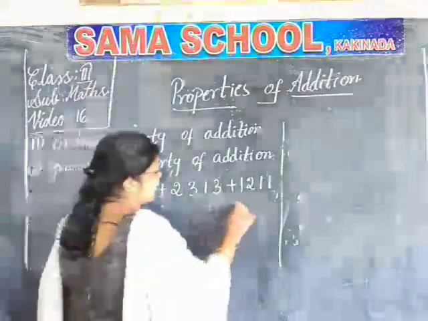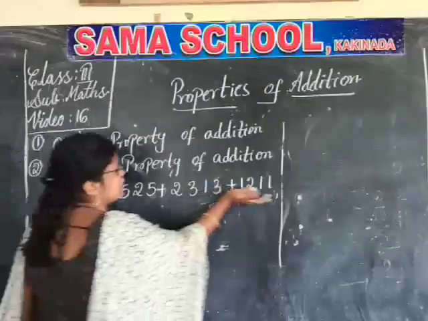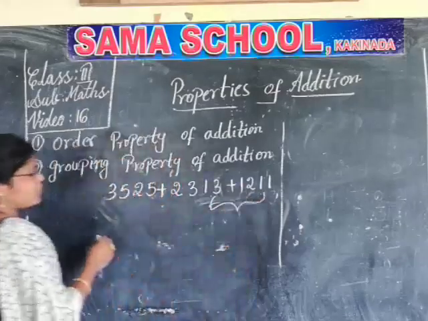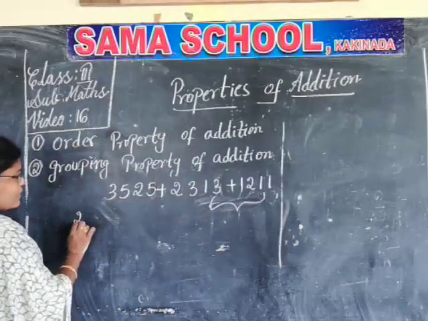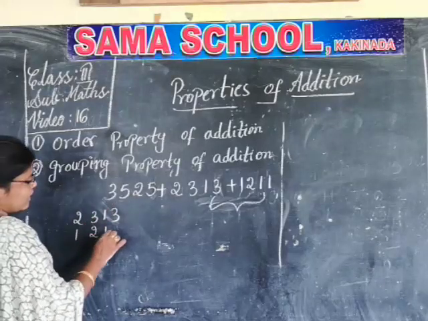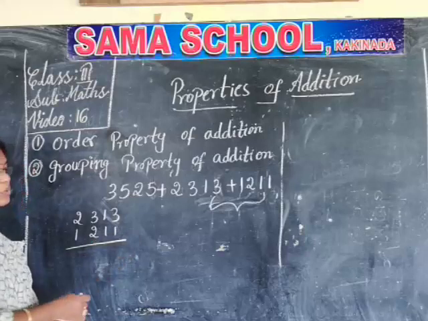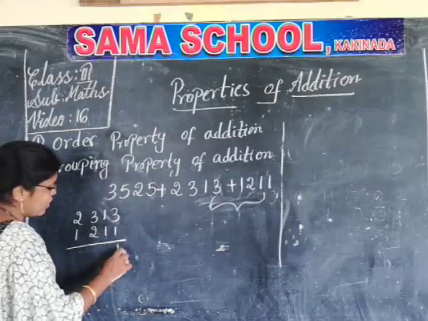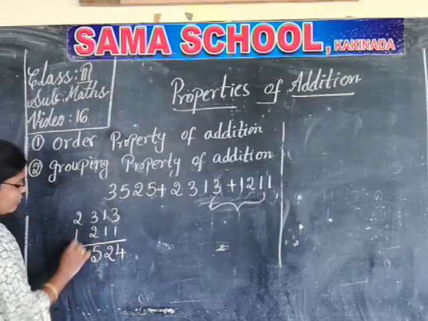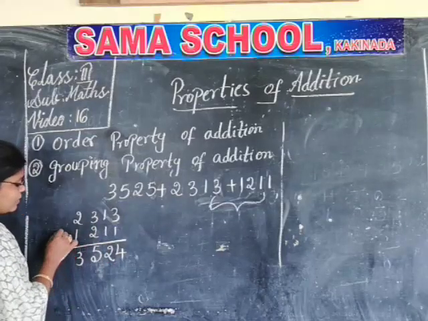First add these 2 numbers. What are the numbers, children? 2,313 and 1,211. Add these 2 numbers. 3 plus 1 is 4. 1 plus 1, 2. 3 plus 2, 5. And 2 plus 1, 3.